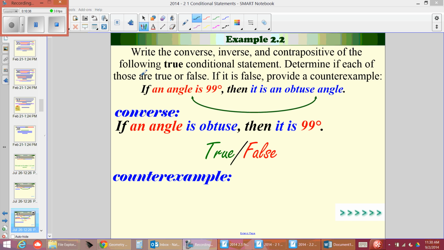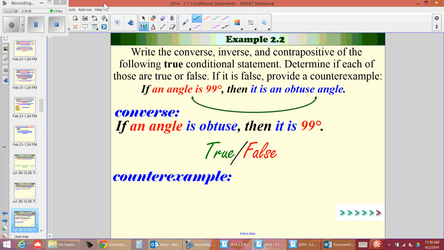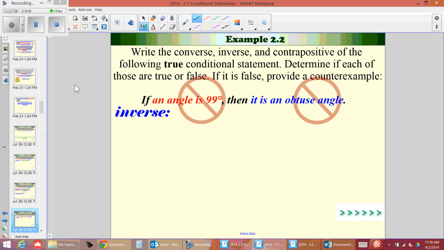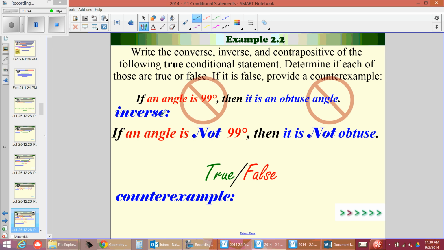All right, so next we talk about the inverse. If an angle is not 99 degrees, then it is not obtuse. Is this true or false? Again, false. I can think of, if an angle is not 99 degrees, well, it's the same thing.